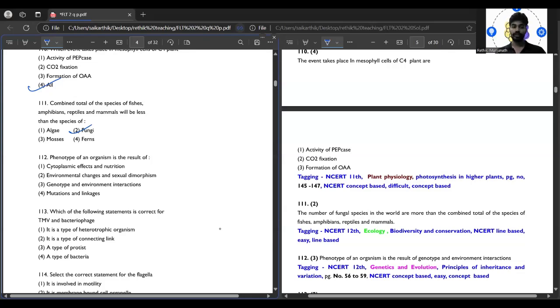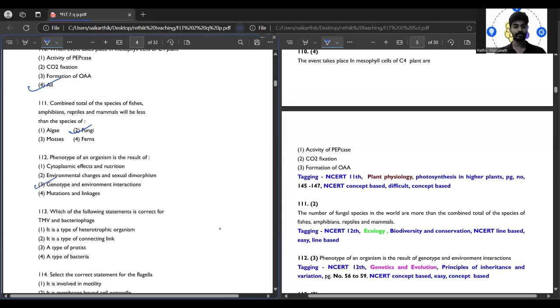Next question is 112. The phenotype of an organism is the result of what? Cytoplasmic effects and nutrients, or environmental changes and sexual dimorphism, genotype and environmental interactions, or mutations and linkage. What would be the correct answer now, according to you? The phenotype of an organism is actually a result of the genotype and the environmental interaction.